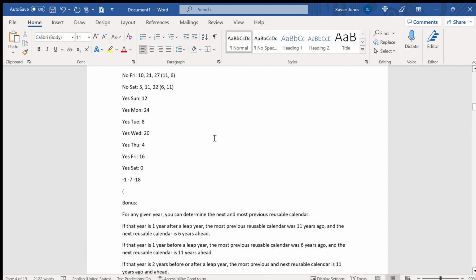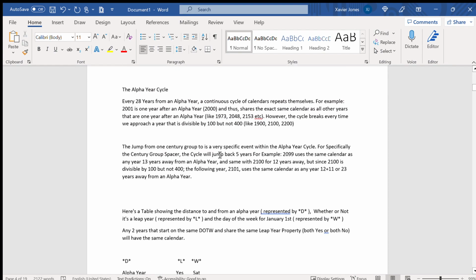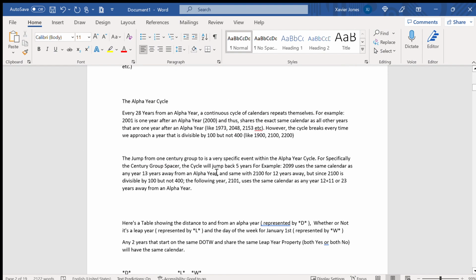Okay, where did I write all this stuff down? For specifically the century group spacer, the cycle will jump back 5 years. For the next year here and on, back another 5 years.